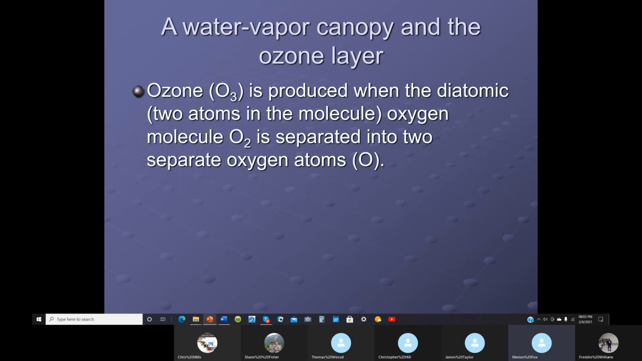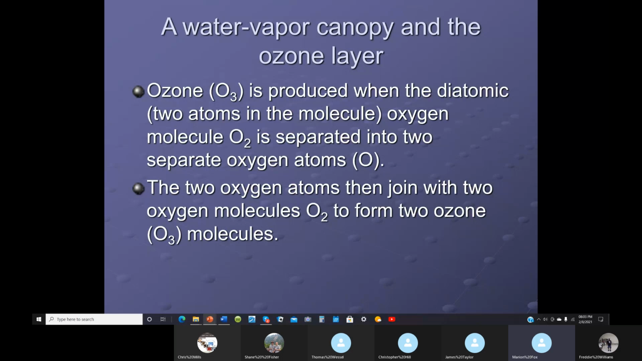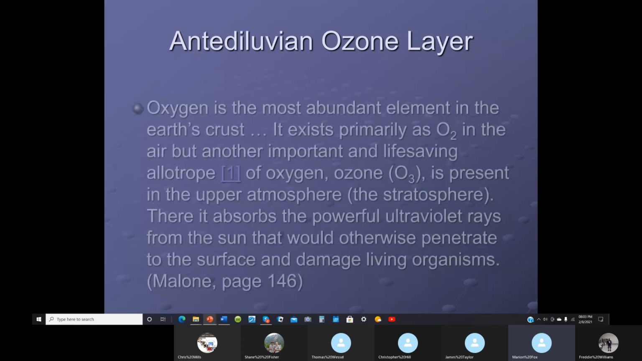Now, a water vapor canopy also would prevent ozone from forming. Ozone is produced when the diatomic oxygen molecule, and di means two atoms to a molecule, that'd be O2, is separated into 2 separate oxygen atoms, O. Then the 2 oxygen atoms join with oxygen molecules, O2, and they form ozone, O3. Okay, O3 molecules, ozone.